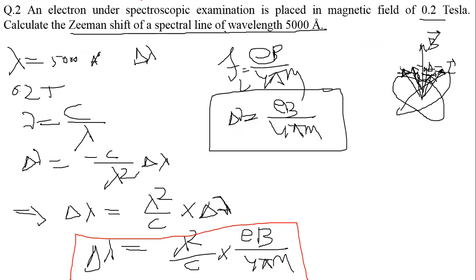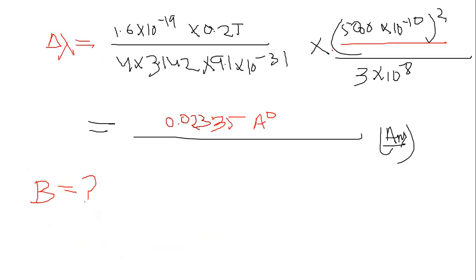So when we place the atom in an external magnetic field of this strength, then the Zeeman shift of the spectral line of wavelength 5000 Angstrom will be 0.02335 Angstrom. So does anyone have any doubt regarding this question? So we will go to the next question.